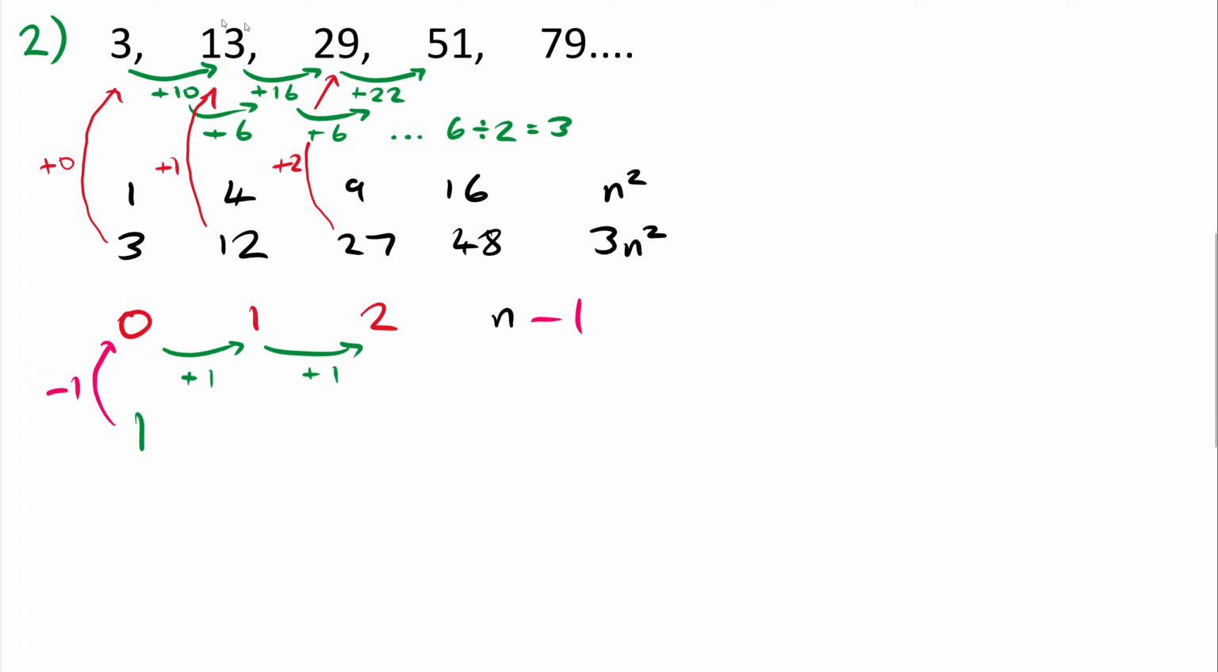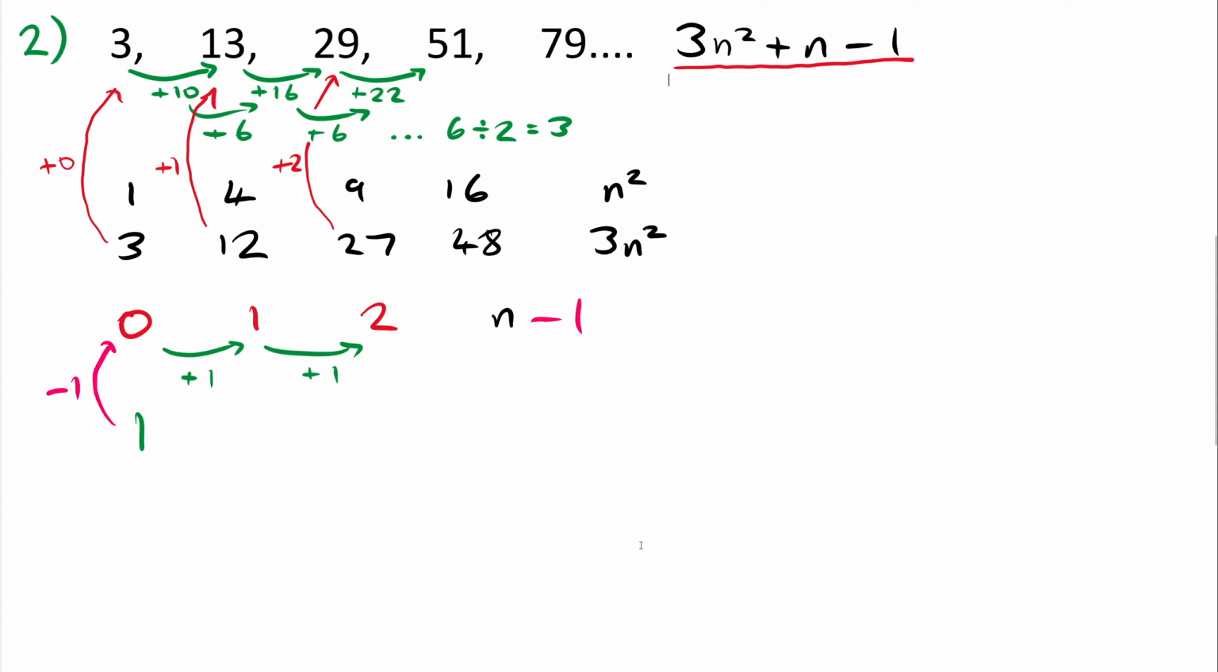So put those together as before. This has the nth term rule 3n squared plus n, because n is positive here, right? Take 1. There we go.